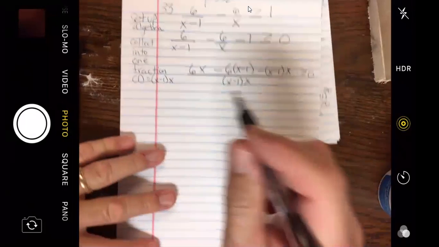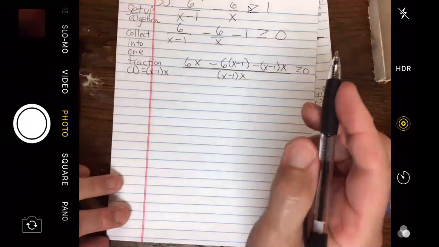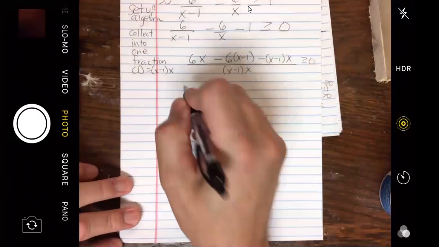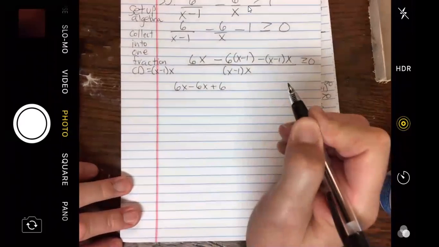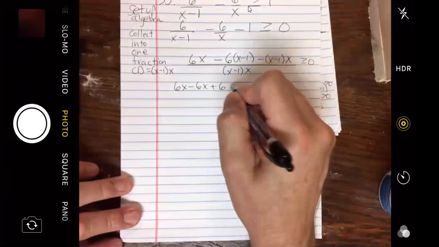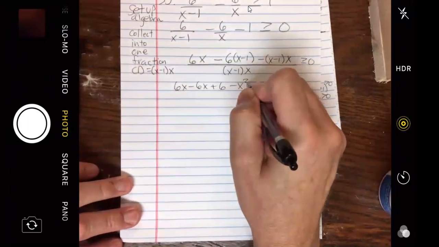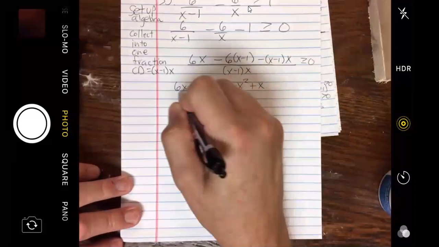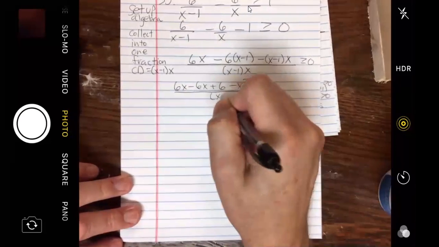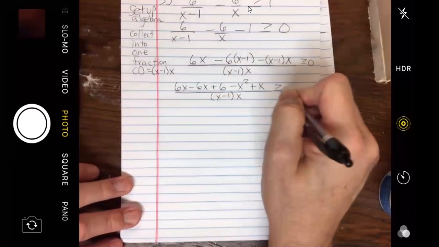It's now just a matter of combining terms. You got a 6x, minus 6x adds 6, and minus x squared with a positive x. On the bottom, you still have your x minus 1 with an x, greater than or equal to 0.